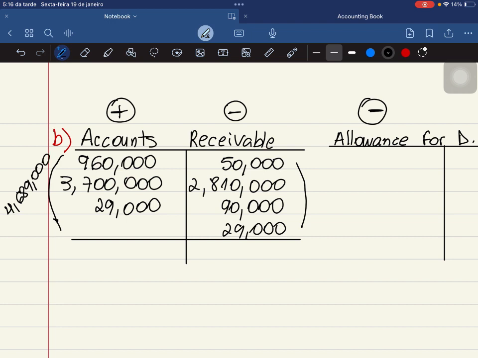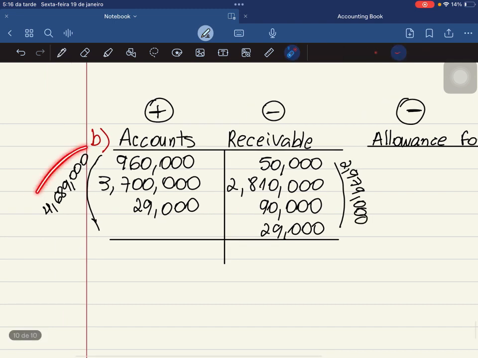For the other side, the credit side, let's see how much we have. Over here you have 2,979,000. Okay. What do you do now? Well, since this number is bigger than this number, that means that we're going to have more on this side, right? So I just subtract this from this.